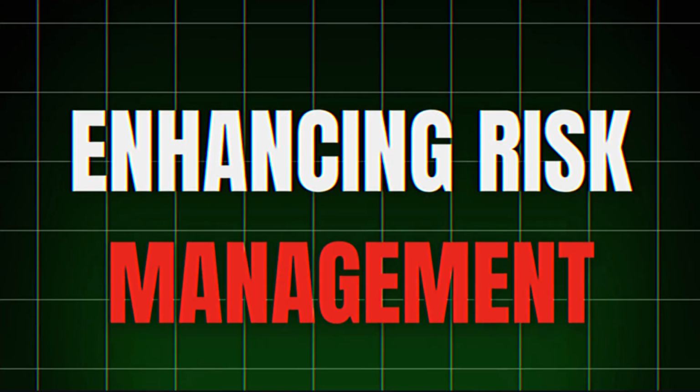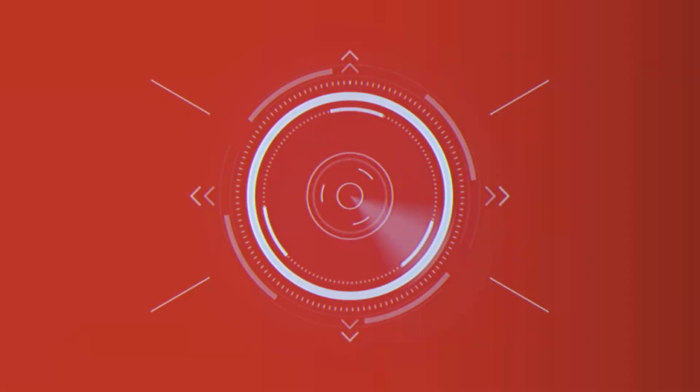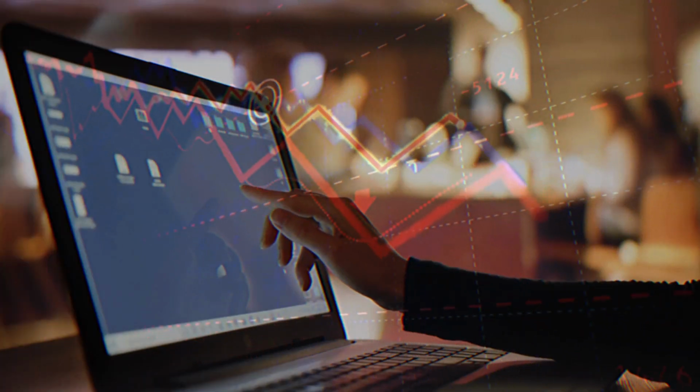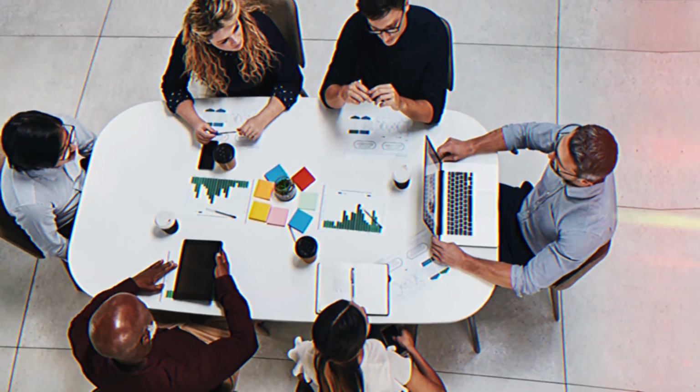Enhancing risk management. One of the most significant applications of AI in fintech is enhancing risk management. AI algorithms analyze vast amounts of data to identify potential risks and predict financial market trends. This enables companies to make informed decisions and mitigate risks effectively.